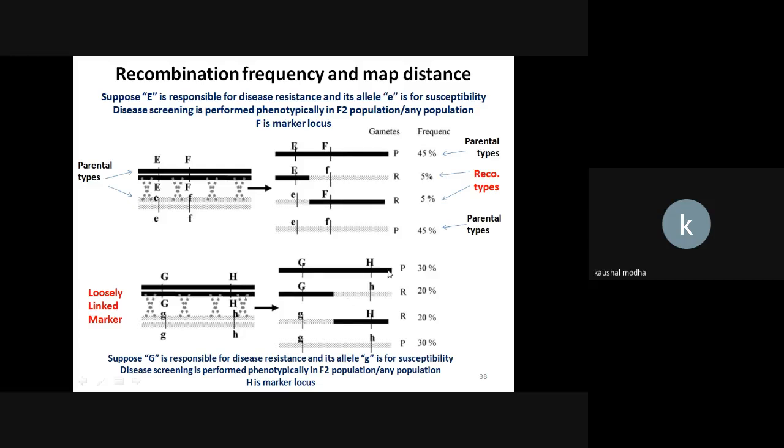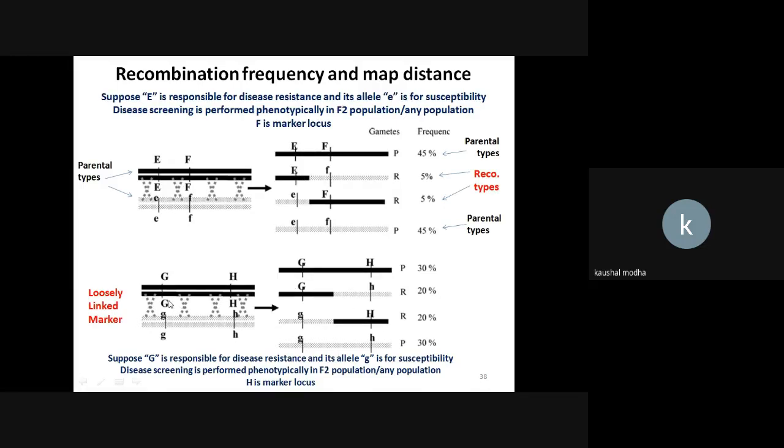So here also we can isolate DNA from all F2 individuals, and we genotype these individuals with the marker locus, whether the band is present or the band is absent. And we also phenotype the F2 individuals for the disease reaction. And then, similar to the previous case, we classify the individuals as parental and recombinant.